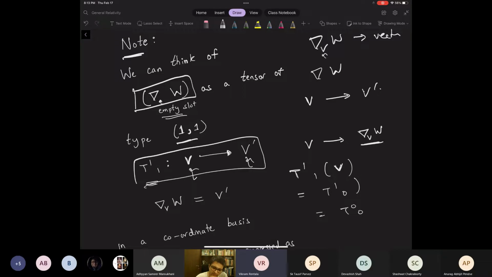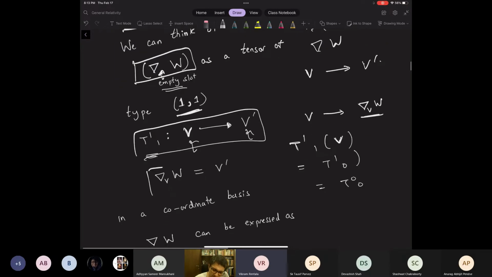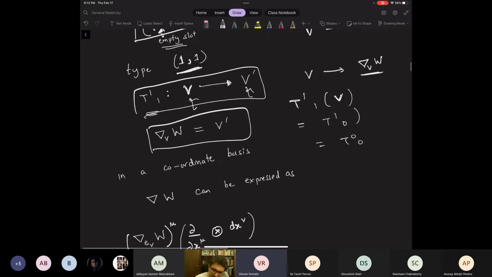This derivative with an empty slot sitting here is essentially just that. If you leave unspecified the direction along which you're taking this derivative, then essentially you've created a tensor of type (1,1), because you will supply a vector. That vector is the direction along which you're going to take the derivative, and the result will be this ∇_V W, which is a vector, the new vector V'.